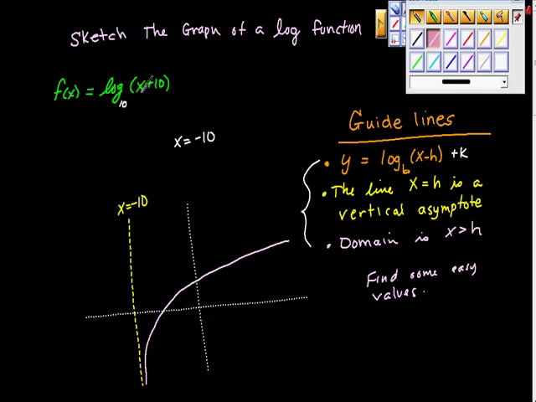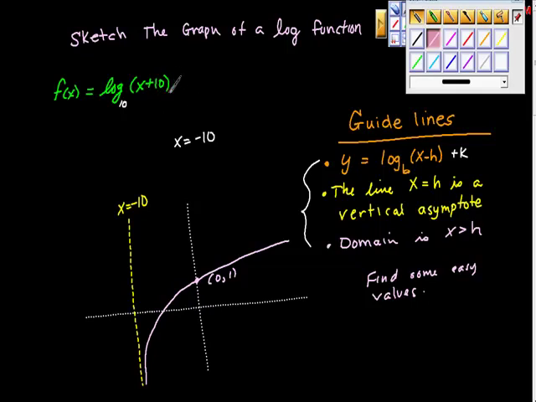So what if x is 0? If x is 0, then we have log base 10 of 10. And the question is, 10 to what power equals 10? It's 1. So we would get the point 0, 1 here, wouldn't we? Does that make sense? Okay.